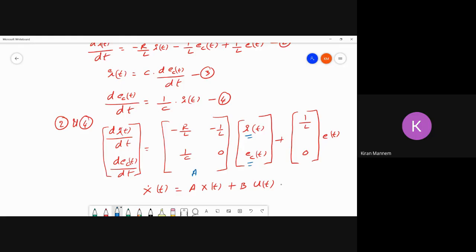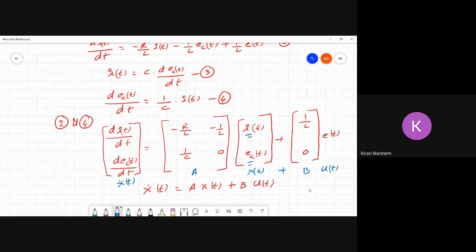And this is matrix A, and this is x of t, and this is your x dot of t, plus this is your B, and this is u of t. So what is u of t? Your input. Input is your u of t. So this is how you can represent your circuit elements by this state equation.